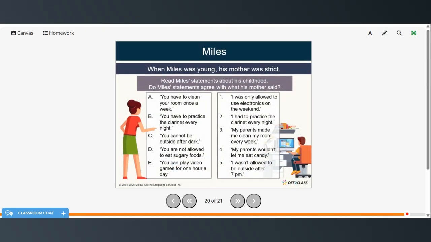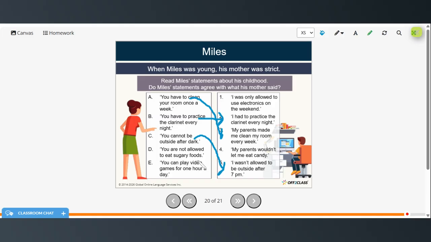So when Miles was young, his mother was strict. So read Miles's statements about his childhood, and do Miles's statements agree with what his mother said? You have to clean your room once a week. So my parents made me clean my room every week. You have to practice the clarinet every night. I had to practice the clarinet every night. You cannot be outside after dark. I wasn't allowed to be outside after 7 p.m.